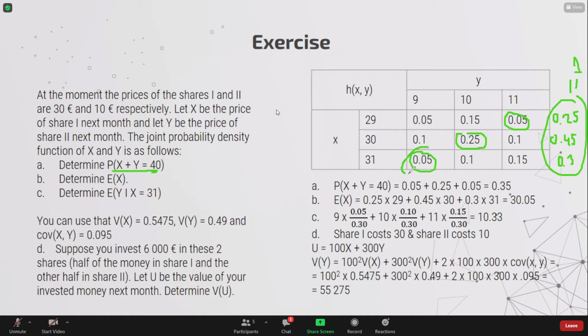So we just have to sum up all those three to get the probability of x and y equaling 40. And in the end it should equal 0.35 as an answer.